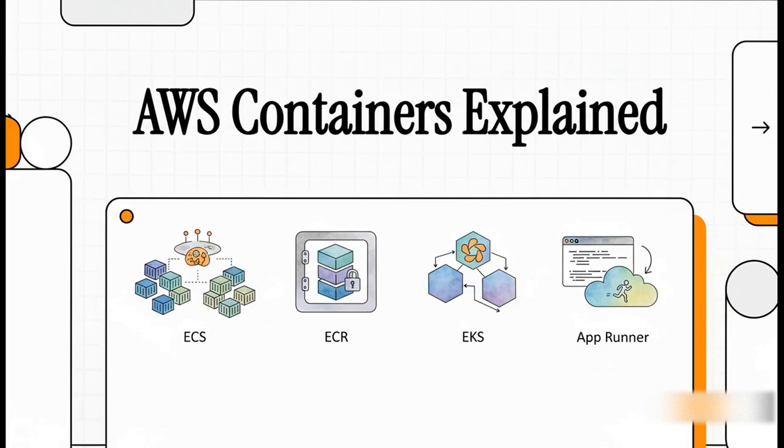So you're all in on containers, right? They're fantastic. But then you look at AWS and whoa, the options for actually running them can feel kind of overwhelming. In this explainer, we're going to cut through all that noise. We'll break down the big four: ECS, ECR, EKS, and AppRunner, so you can figure out exactly which one is the perfect fit for your project.